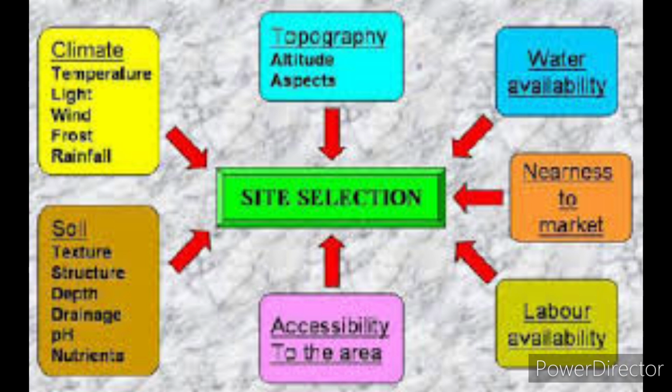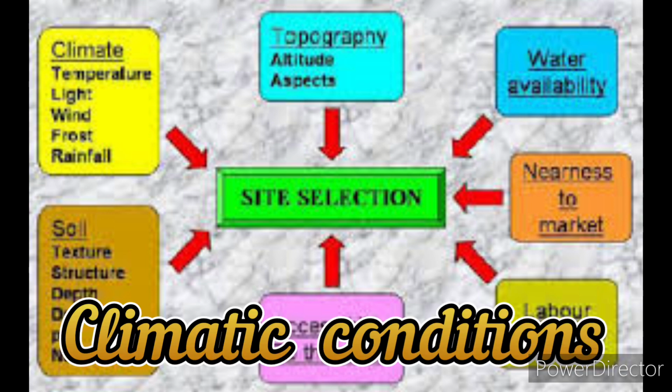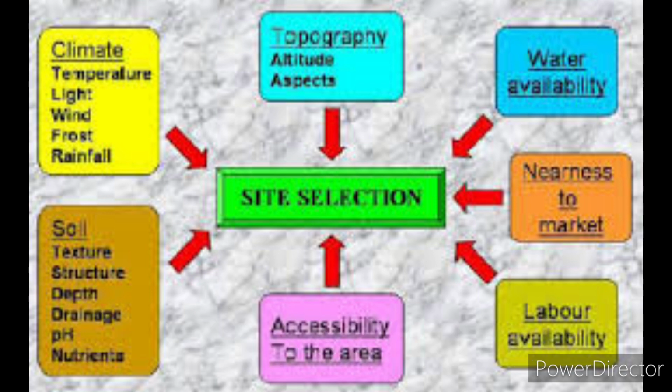Then the other thing that you also look at is the climate. You look at the temperature, the wind, the frost and rainfall of that particular area. They should be favorable. The area should not be prone to frost, and it should be protected from strong winds. Then the other thing is it must also have a sufficient rainfall. So those are the climatic factors that you consider.